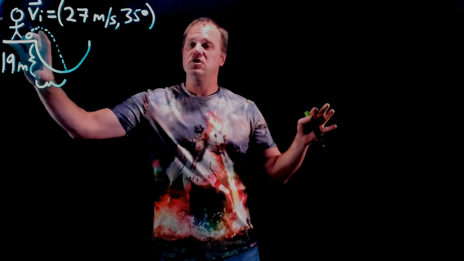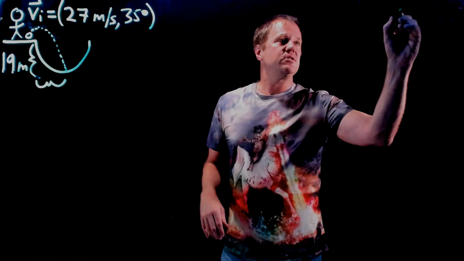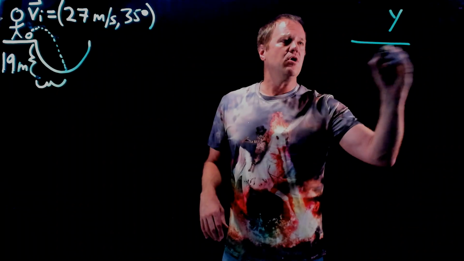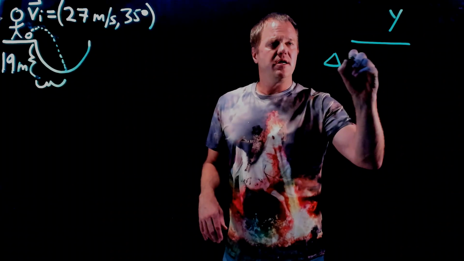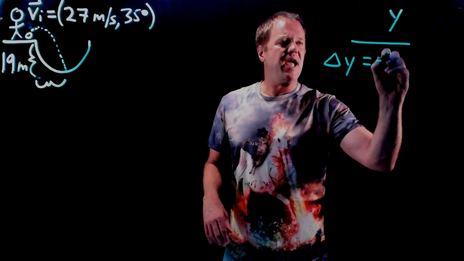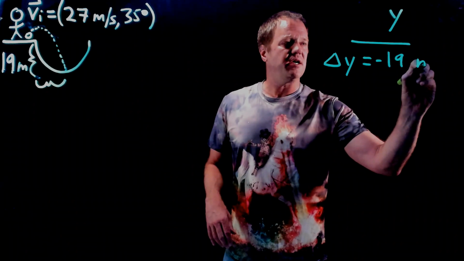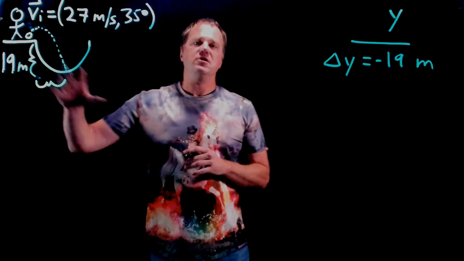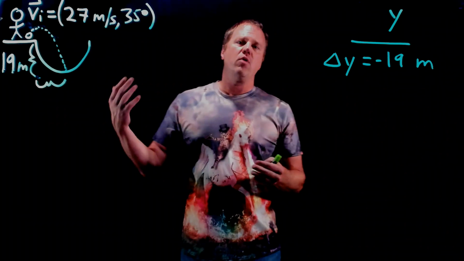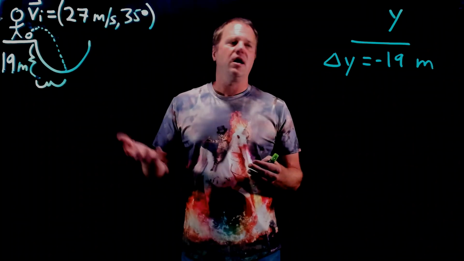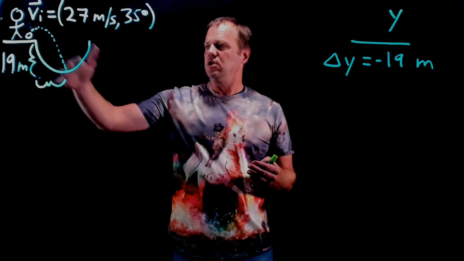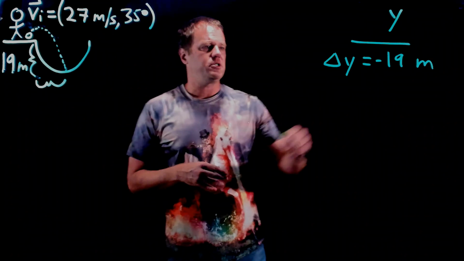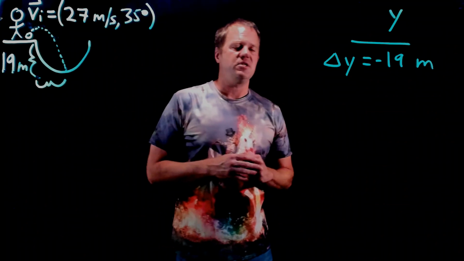This 19 meters is a vertical distance, and it is the vertical displacement. And it's negative because my final position is below my initial position. So I'm using a conventional coordinate system where to the right is positive x, up is positive y. And the ball ends up below its initial position, so its vertical displacement is negative.